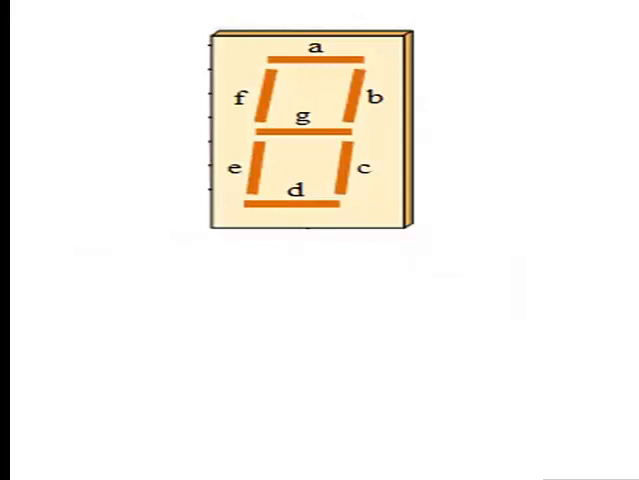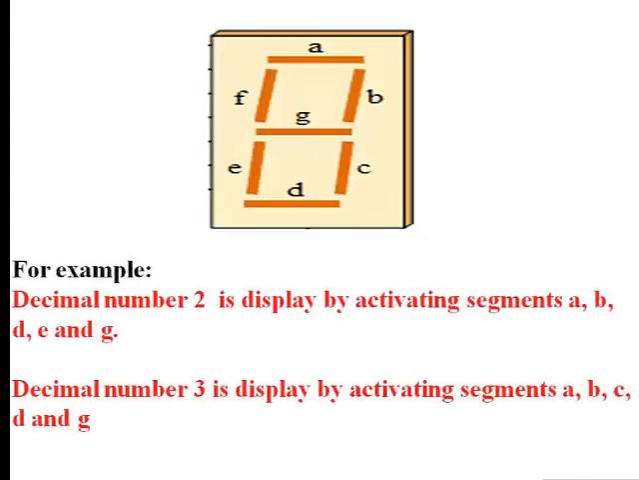We know that 7 segment display is a device which consists of 7 segments or LEDs, and each segment or LED is denoted as A, B, C, D, E, F and G. For example, here decimal number 2 is displayed by activating segments A, B, D, E and G. Similarly, decimal number 3 is displayed by activating segments A, B, C, D and G.